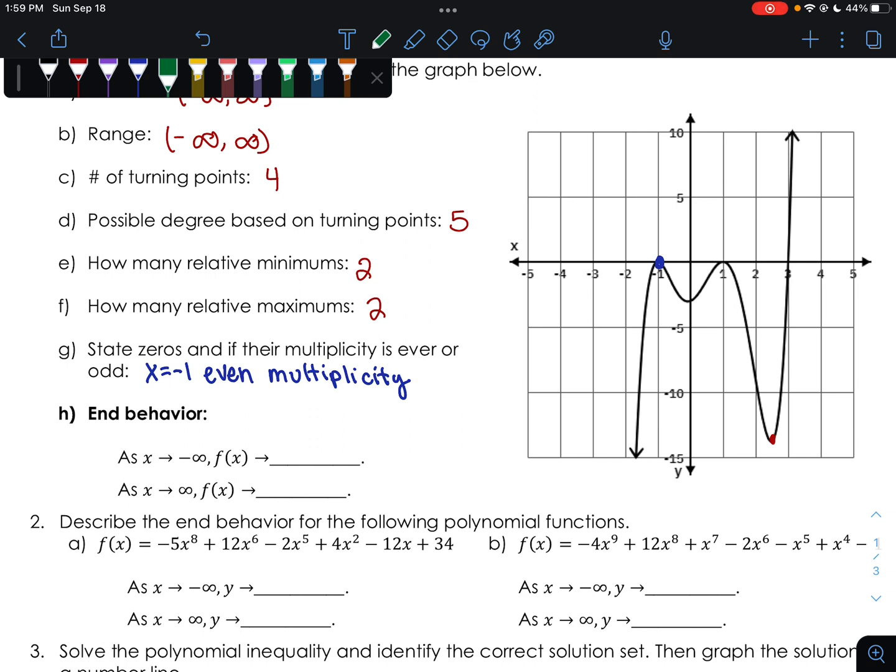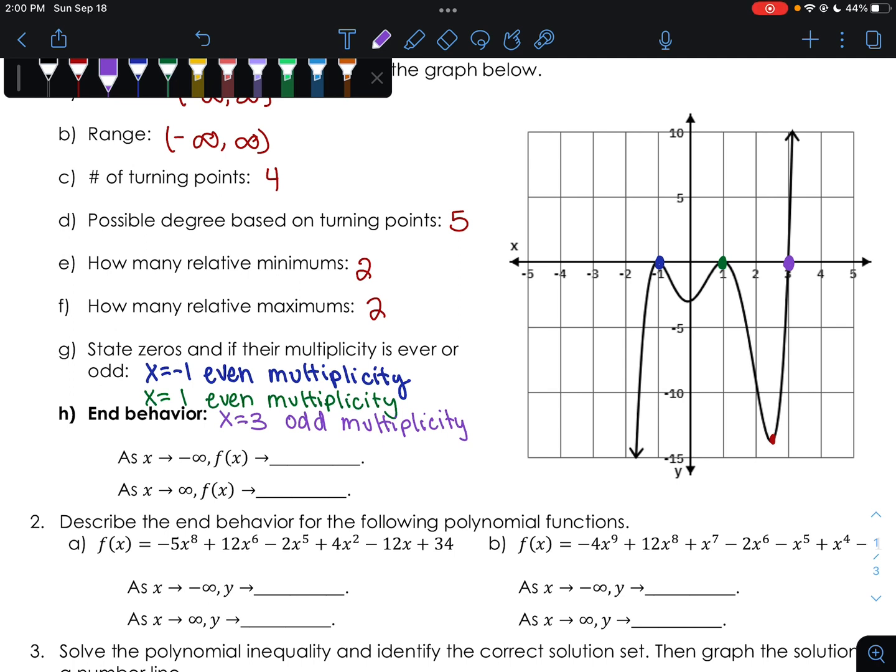Looking at the next one, that would be +1. It is also bouncing off the x-axis. So x equals +1 is also an even multiplicity. And last but not least, +3, x equals 3. X equals 3 is crossing the x-axis, which means it has an odd multiplicity. So even multiplicities bounce off or are tangent to the x-axis. Odd multiplicities cross through the x-axis.